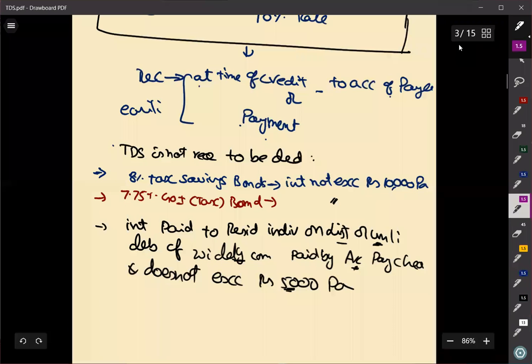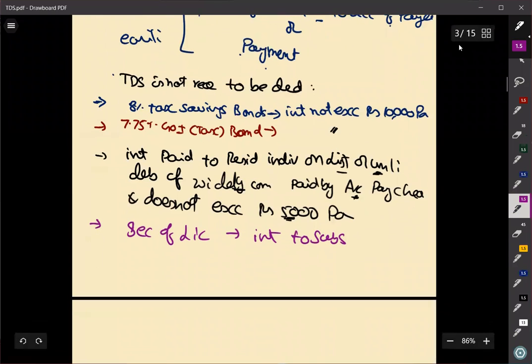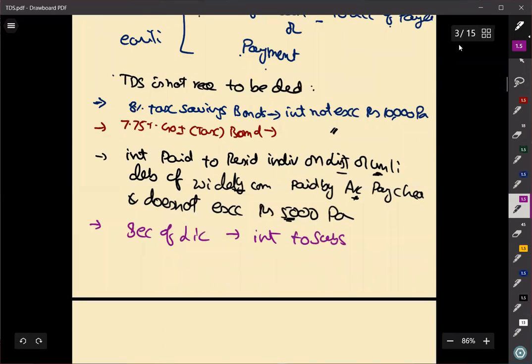Then the next point tries to say that the securities of LIC, Life Insurance Corporation, is having securities. So ultimately, Life Insurance Corporation is paying some sort of interest to its subsidiaries. Interest is paid by the Life Insurance Corporation to its subsidiaries. Then ultimately, no TDS is required to be deducted.